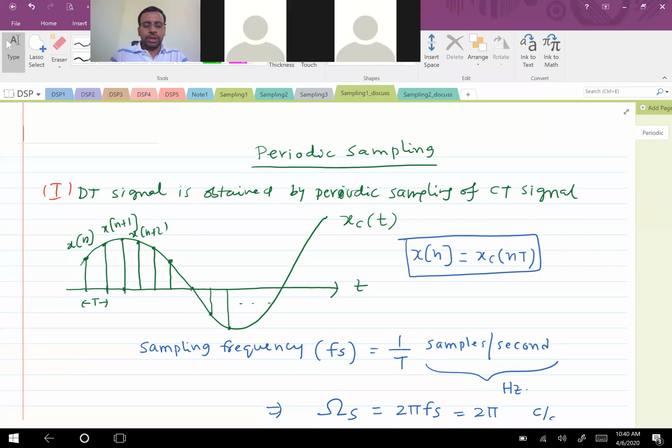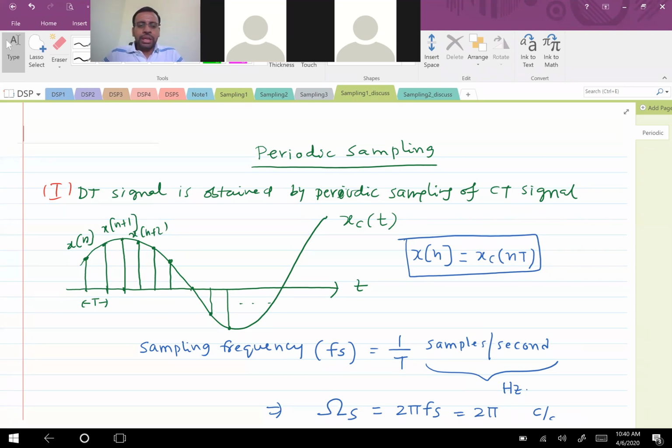Yes, sir. Good. So this is periodic. We have a continuous time signal, and we are taking samples of that signal. Then we would like to establish how they are related in the time domain as well as in the frequency domain. That is what is of interest for us.